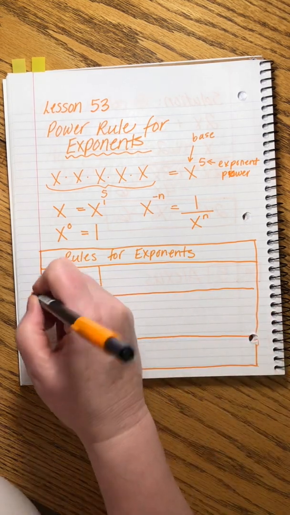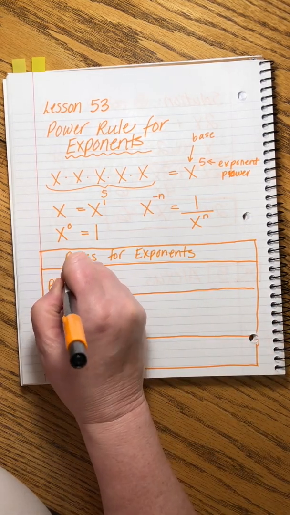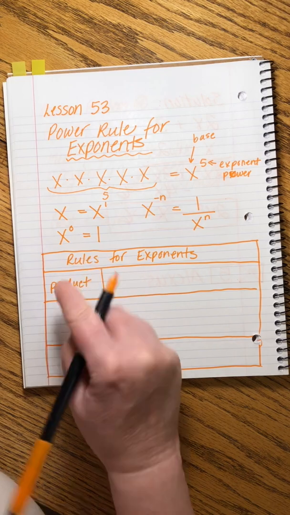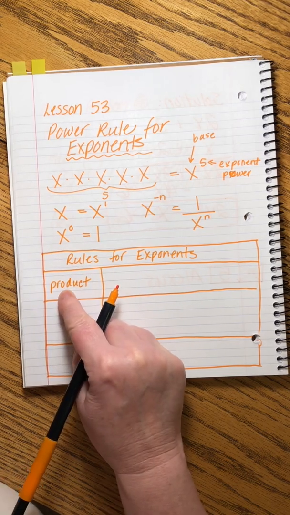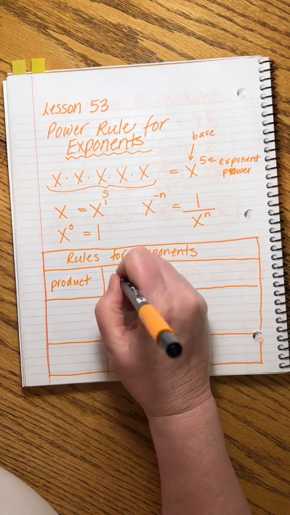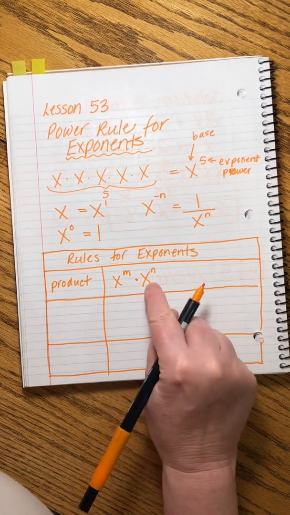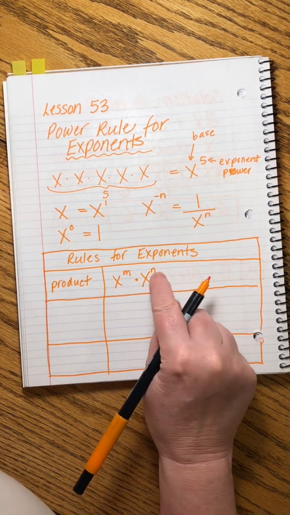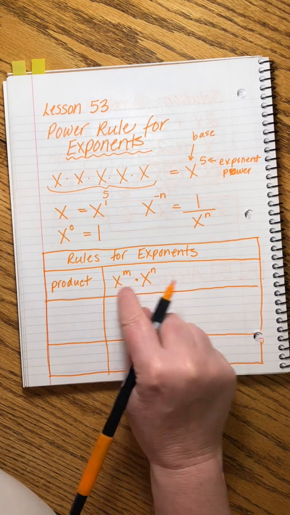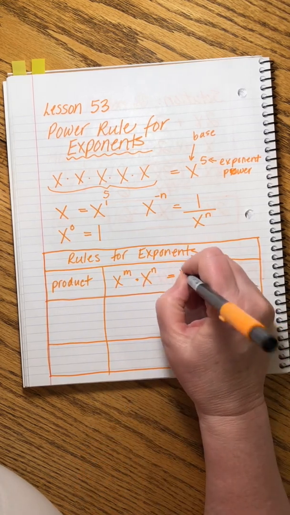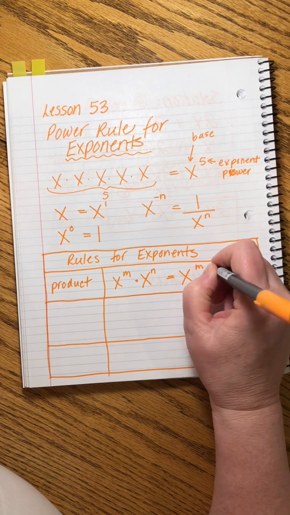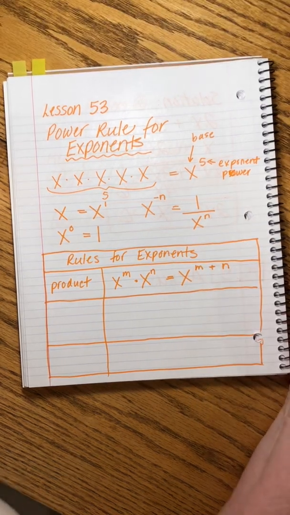We've already talked about the first one. That's the product rule. Product is a word that means multiplication. And sure enough, this rule is used when we're multiplying the same base. The exponents do not have to match. They can be different, but the bases have to match. And what we do is we add the exponents.